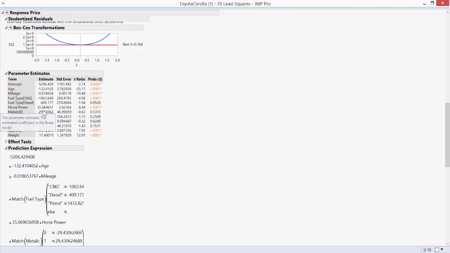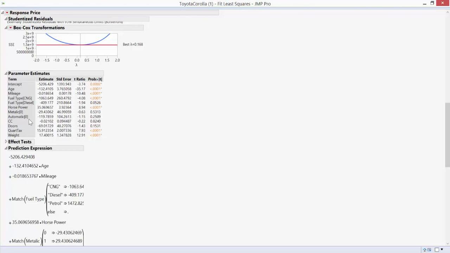Everything else, all other cars, they are $29 below the average. So the price differential apparently between metallic and other colors seems to be twice as much, 29 times 2, so it's $58. So if the car has a metallic color, it seems that it will be priced $58 above other colors. And the same thing happens with automatic. I'm guessing we have the same encoding, right?